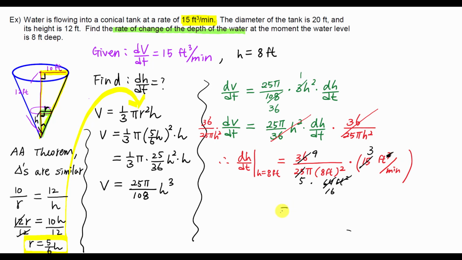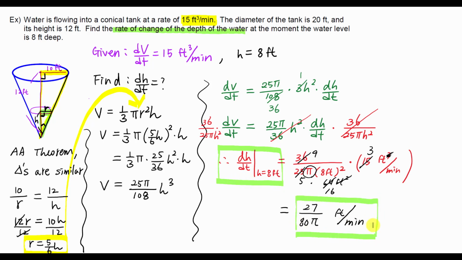So your dh dt finally is 9 times 3, which is 27. And 5 pi times 16, which is equal to 80 pi. And your unit, as you see what's left, it will be feet per minute. So you just found your dh dt, and your dh dt at height 8 feet is 27 over 80 pi feet per minute.